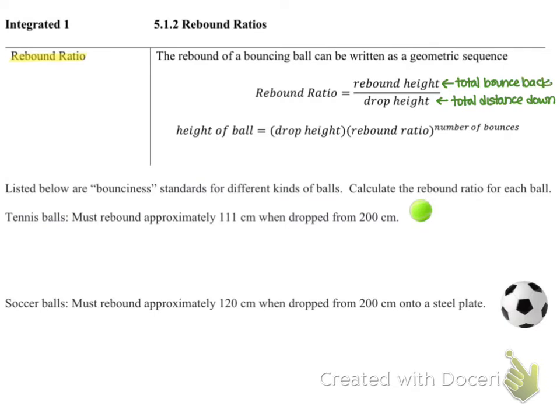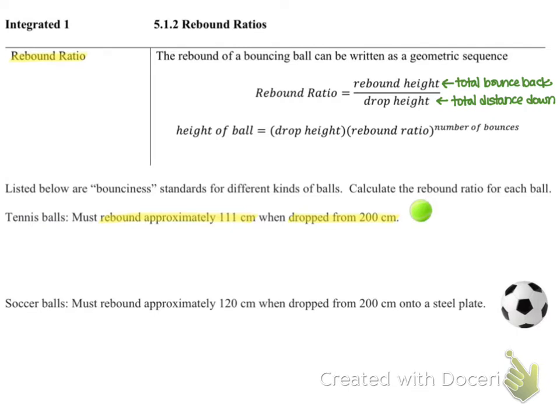Now, typically, when we drop a ball, again, no pressure behind it, just drop it, let gravity do its work, it normally bounces back a fraction of the distance that it traveled. It's pretty typical. I'll come back to that formula in a minute. So what we want to do is take a look at a couple situations. Let's say we have a tennis ball. Based off of the standards, it must rebound approximately 111 centimeters. That's how much it comes back from an initial drop of 200 centimeters.